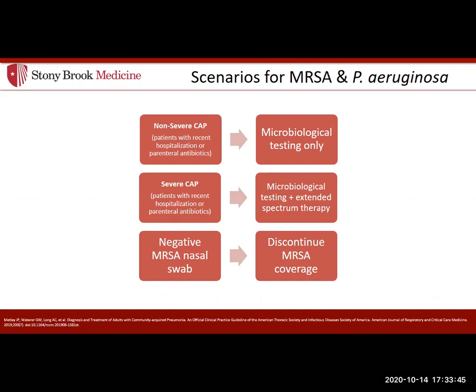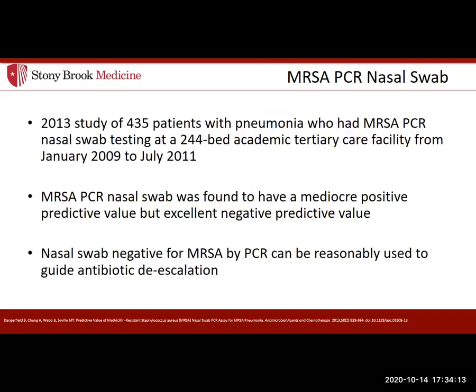However, in this situation, a case can be made for extended therapy if a patient actually had a previous isolation of MRSA or Pseudomonas. In contrast, in the setting of severe CAP, extended spectrum therapy is warranted because our patient is now critically ill. And finally, when surveillance MRSA nasal swabs are used, they provide benefit as negative predictive values and can help to rationalize the de-escalation from a medication being used to cover MRSA.